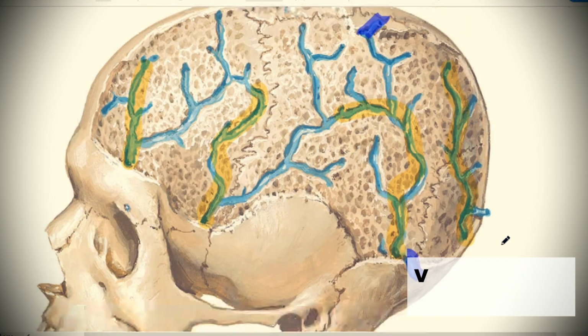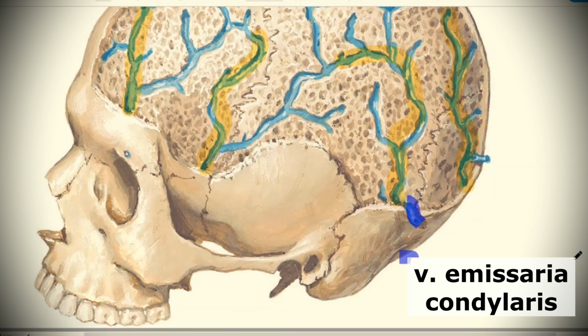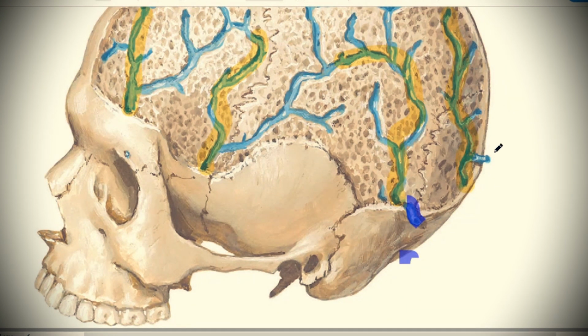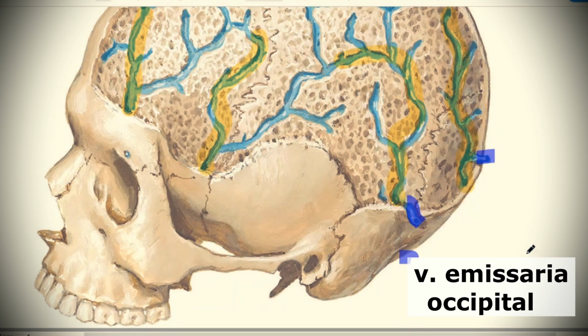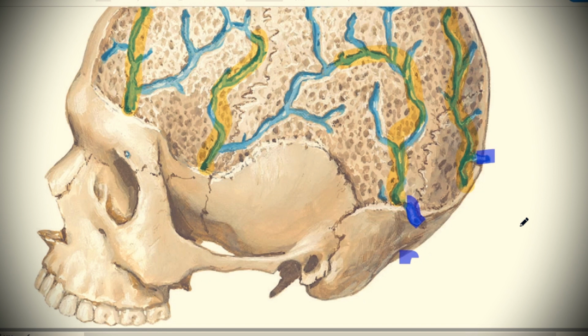And the vena emissaria condylaris, we can see it there, goes through the canalis condylaris of the occipital bone and falls into the sinus sigmoideus. And also, inconstant, there can be the vena emissaria occipitalis, which is above the foramen magnum, goes through the occipital bone and falls into the sinus transversus.